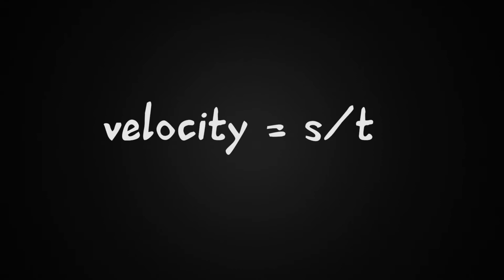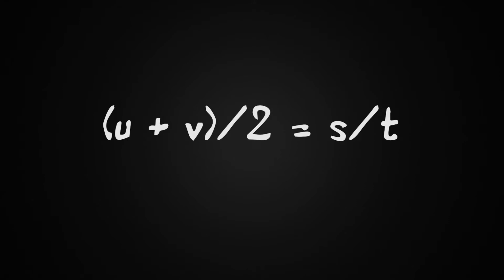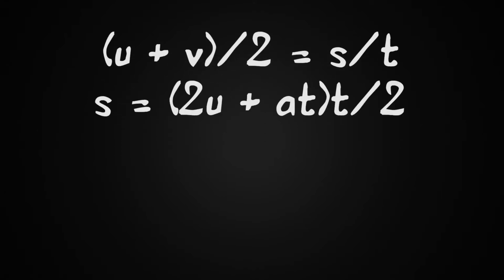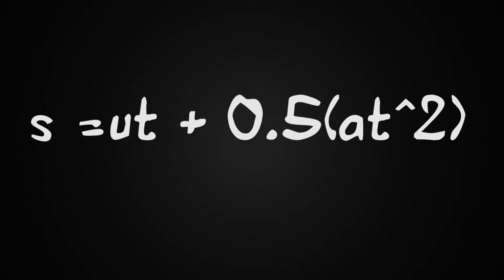Therefore, average velocity is taken into account. In this case, average velocity is equal to u plus v over 2. Now, this value coincides with the value we get for s over t. Therefore, u plus v over 2 is equal to s over t. By case 1, substituting v is equal to u plus at and cross-multiplying with t, we get s is equal to 2u plus at times t over 2. Simplifying this, we have s is equal to ut plus half at squared, which is the second kinematic equation.